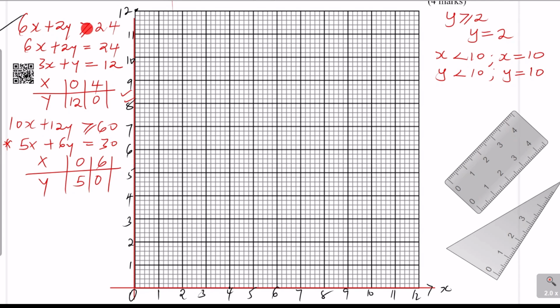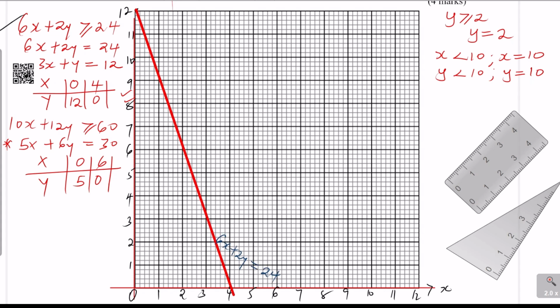You can see it is greater than or equal to. The line should be continuous. So you draw a straight line, that. So that is the line. Write the equation of that line. So this line is 6x plus 2y is equal to 24.